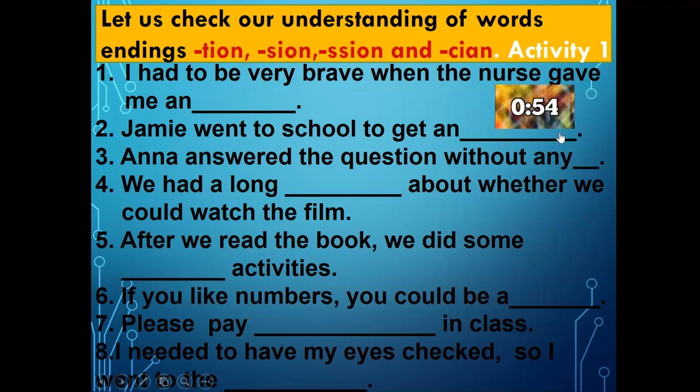Number five, after we read the book, we did some comprehension activities. Comprehension. Number six, if you like numbers, you could be a mathematician. Mathematician. Number seven, please pay attention in class. And the last one, I needed to have my eyes checked, so I went to the optician. Optician.